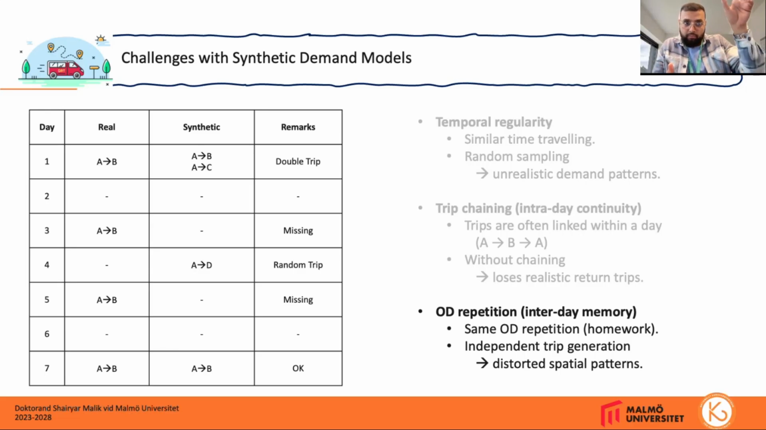For instance, I have mentioned in the table that a user with a half, or 0.5, probability of traveling each day means that it should go from A to B every other day. So this is what we can see in the real data, but in our synthetic model, that same probability can produce overlapping or maybe missing trips. Even the destinations might become random, like A to C or A to D.